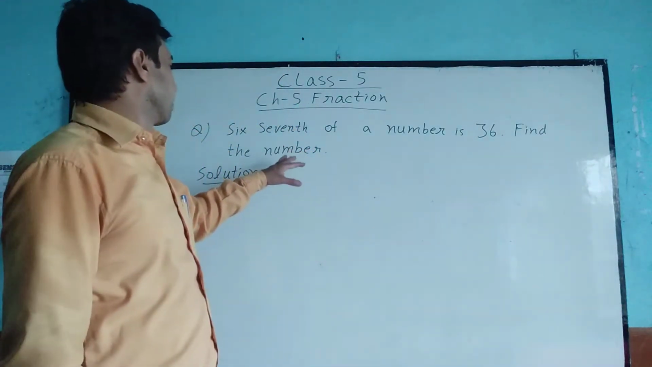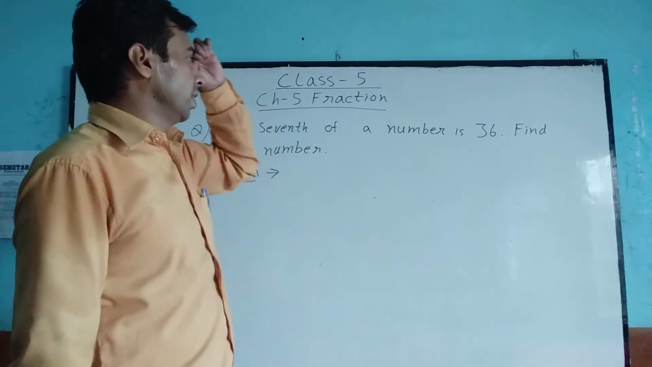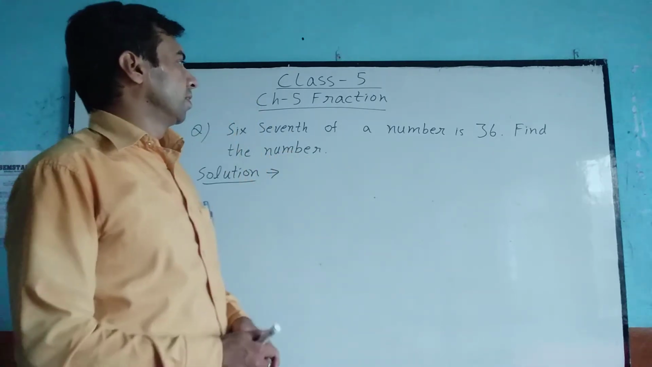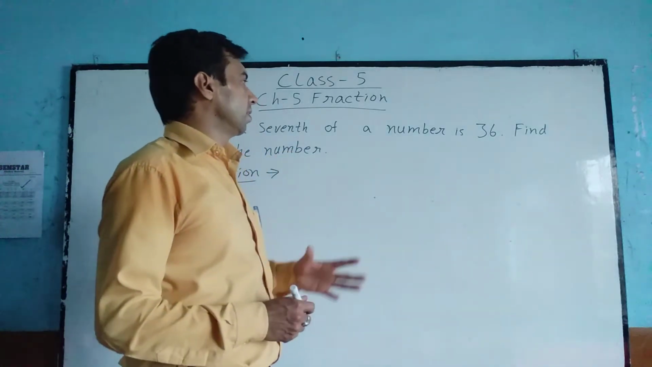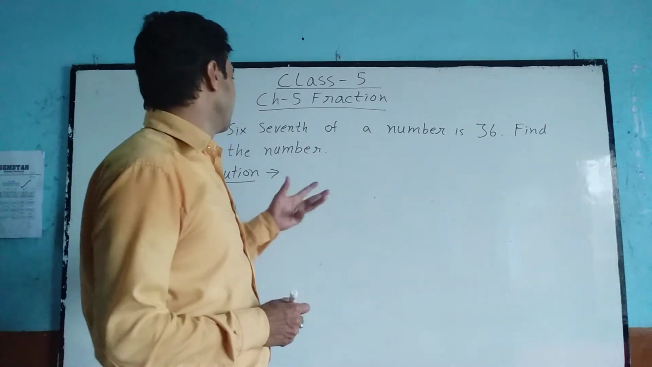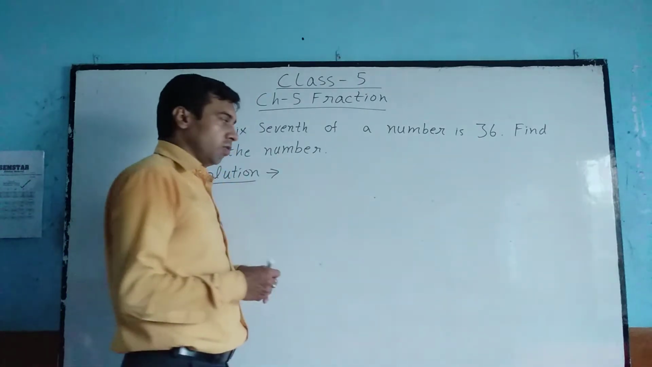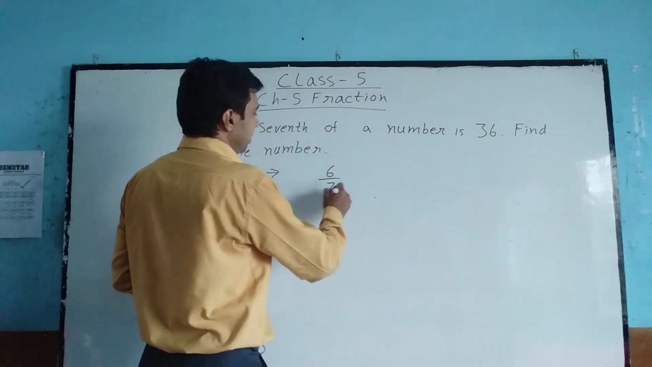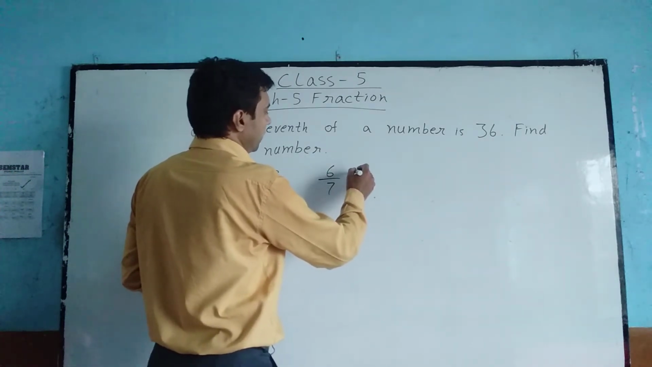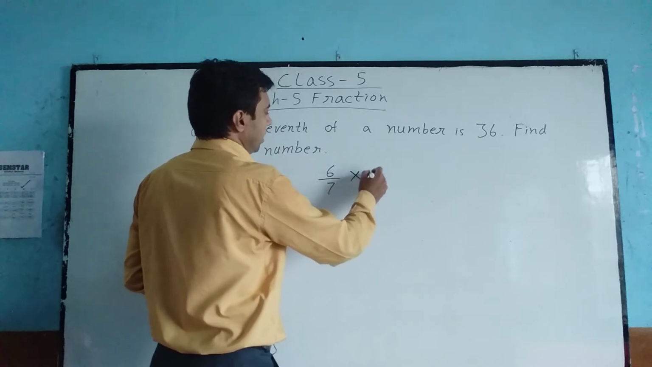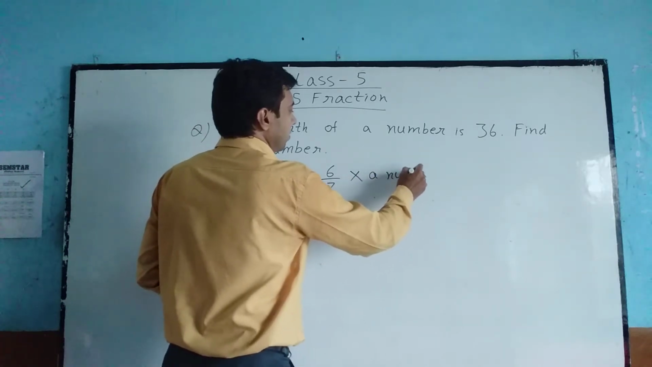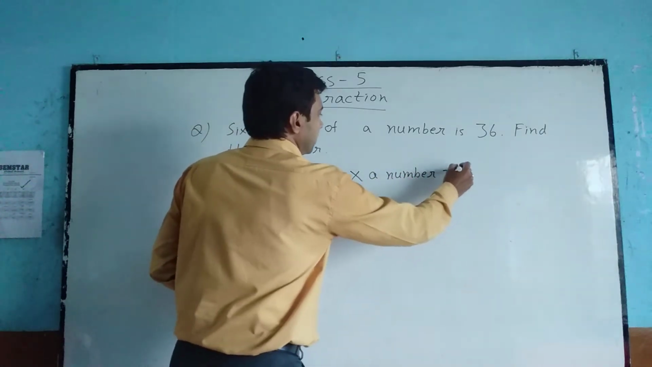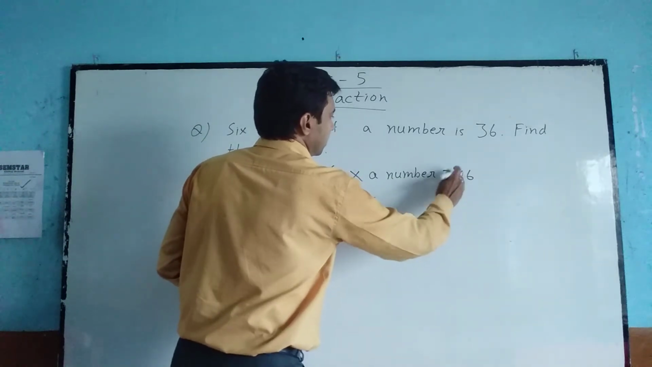Student, question. 6/7 of a number is 36. Find the number. Same question again. 6/7 we can write as 6 by 7 of a number. Multiply a number is equal to 36.